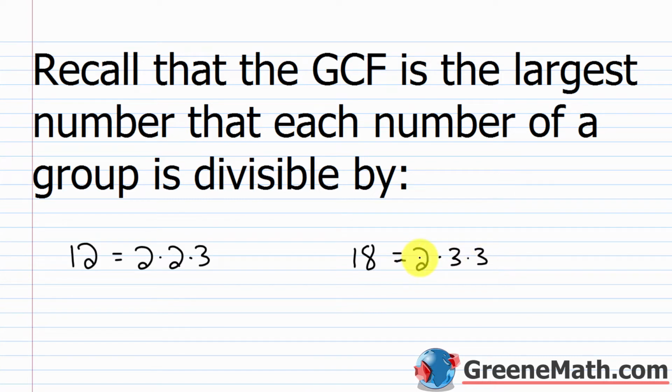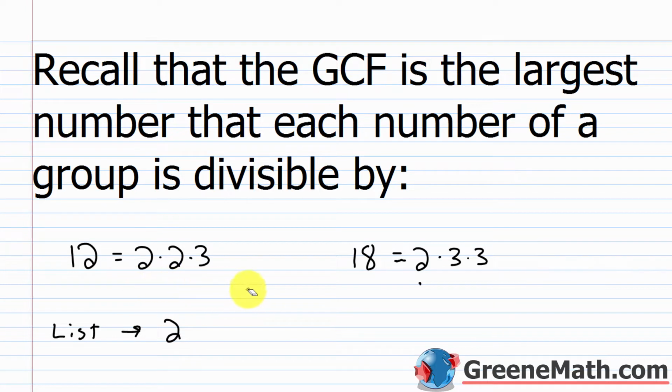3 is prime. So 18 is 2 times 3 times 3. So what's common to both? Well, if I look here, I have one factor of 2 here, and then a second factor of 2 here. Over here, I only have one factor of 2. So really, if I was to build a list, I would put just one factor of 2 in, because that's what's common to both. So I'd put a 2 there.